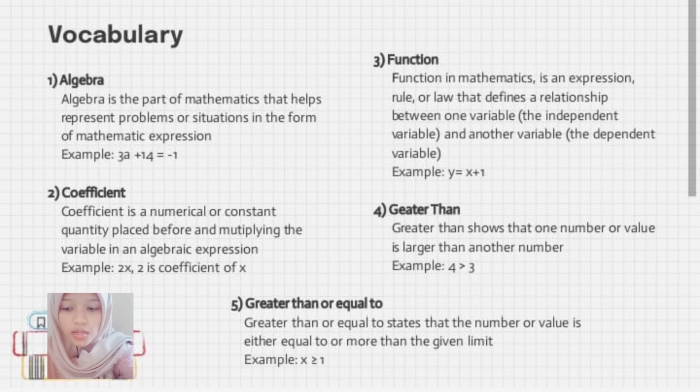Alright, the second vocabulary is coefficient. Coefficient is a numerical or constant quantity placed before and multiplying the variable in an algebraic expression. Example is 2x. 2 is a coefficient of x.